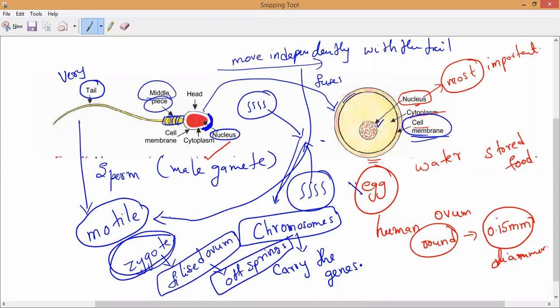That is a fused egg or ovum, and that is what is called a zygote. Later this zygote divides into multiple cells and starts forming the new organism. Now let us see, the formation of the zygote is carried out by one process.